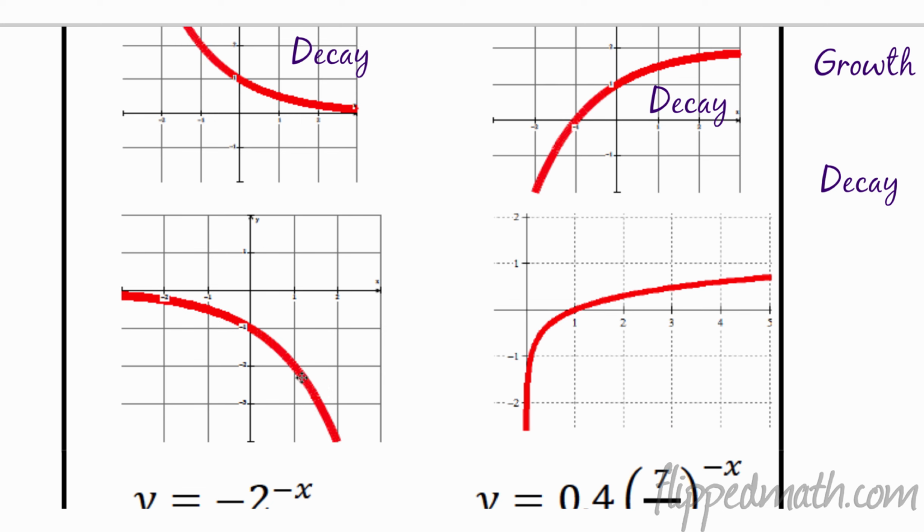We have this function, it's going down, down, down, down. If I trace it back up, you can see there's an asymptote there. That is actually a growth function. And how about this one here? Is there an asymptote?